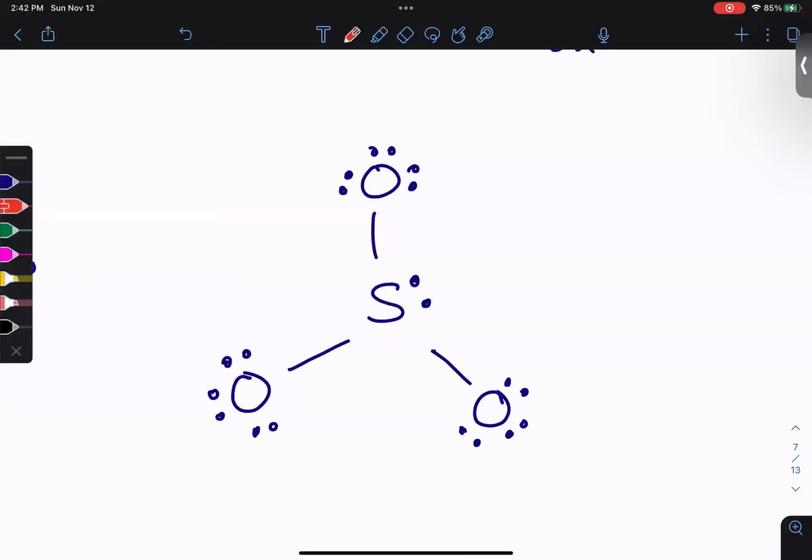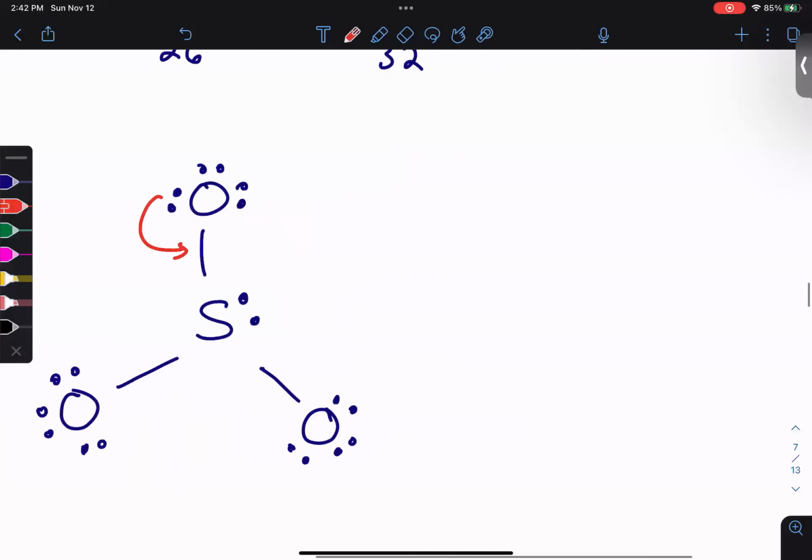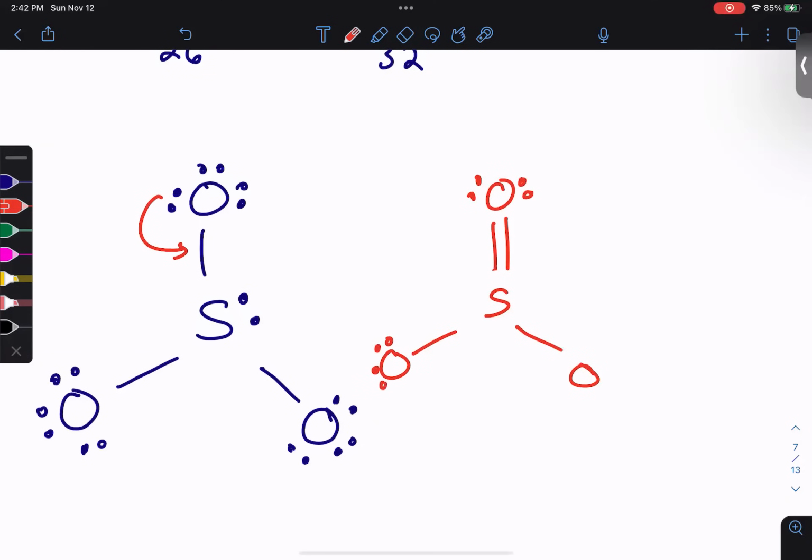So what we're actually going to do is turn a single bond into a double bond in this case. And so when we do that, we get sulfur with 2 single bonds, 1 double bond, 1, 2, 3, 4, 5, 6, 1, 2, 3, 4, 5, 6, and then that lone pair is still there.